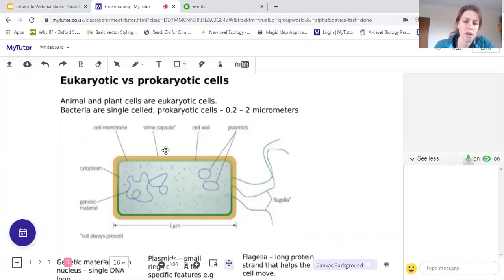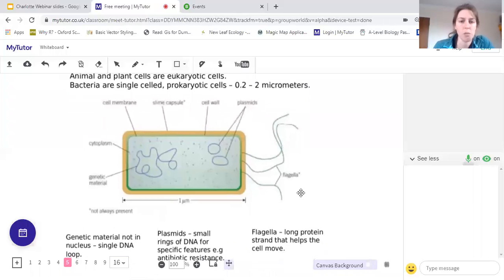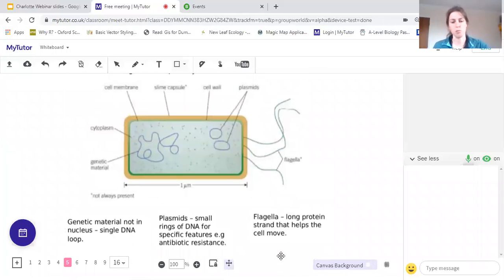And I've got a diagram of one here. It's got a few things that are quite different looking to plant and animal cells. And I've outlined the 3 key differences that you need to know at the bottom. This comes up quite a lot in exams, looking at the difference between prokaryotic and eukaryotic cells, so it's well worth having a look.